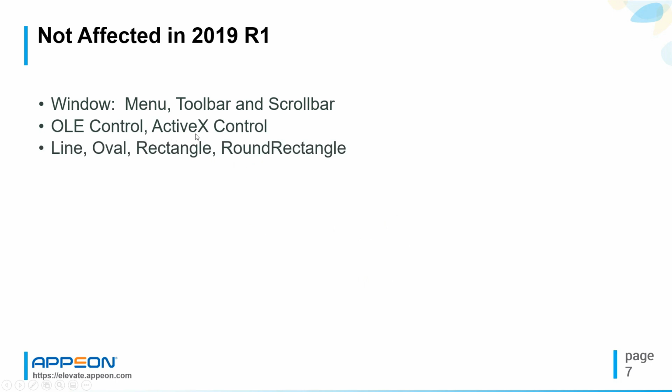That's probably going to continue to be the case because it's the same issue as other controls had with the data window. In an OLE controller or ActiveX control, it's whatever you're using there that's actually doing the rendering. It's not PowerBuilder. Anyway, the drawing controls, the line, the oval, the rectangle, round rectangle, they weren't affected by theming.